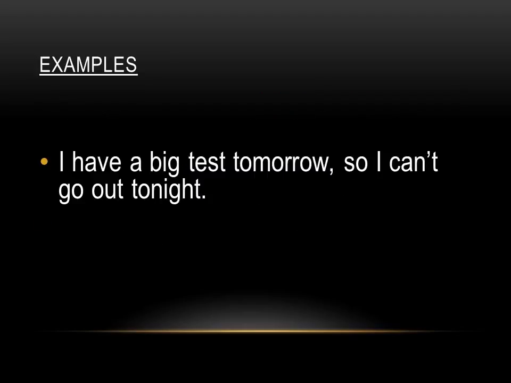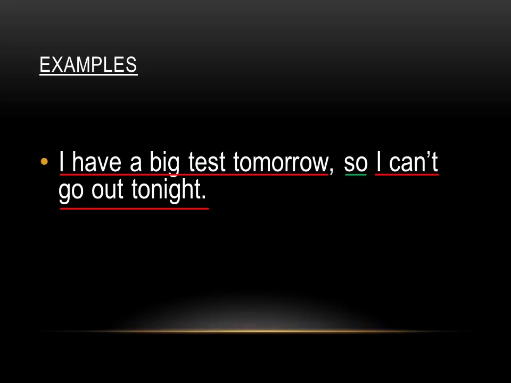So here we go. Here's a sentence. I have a big test tomorrow, so I can't go out tonight. Okay, I have a big test tomorrow. That's an independent clause. Why? Because it's a complete thought. You could put a period after tomorrow and it would be a complete sentence. So is a coordinating conjunction. Remember, it was in the list I showed you. And I can't go out tonight. Okay, that's another complete thought. It's an independent clause. If the sentence was just I can't go out tonight, that's a complete thought.